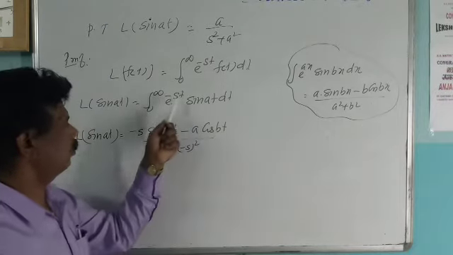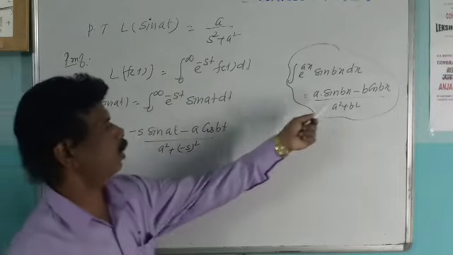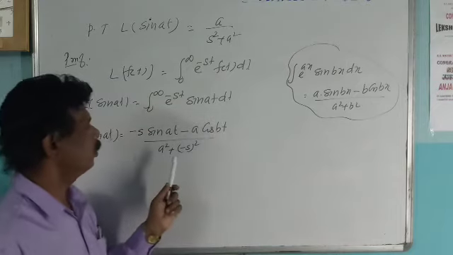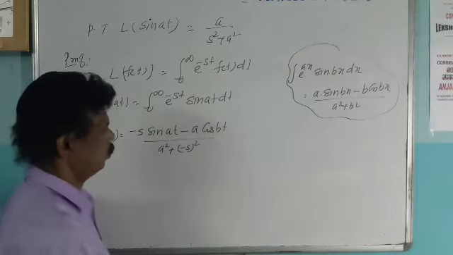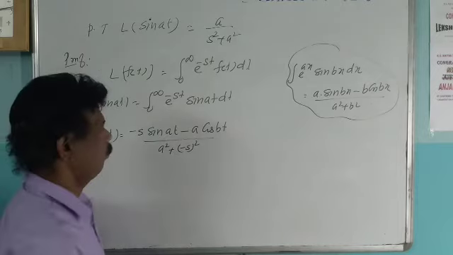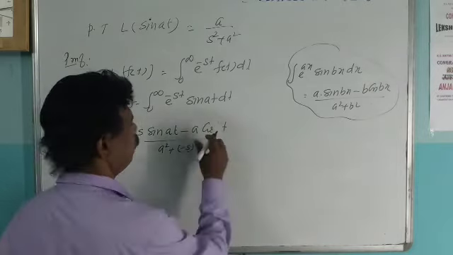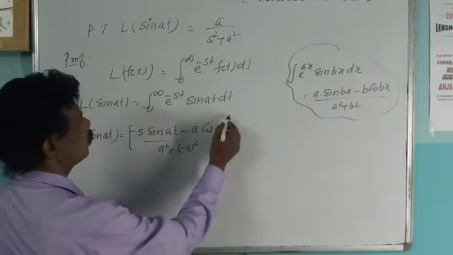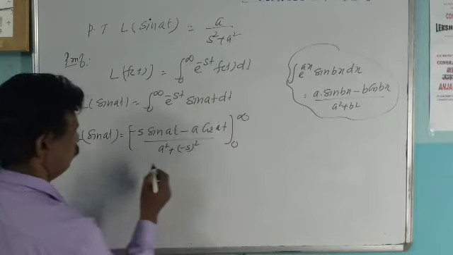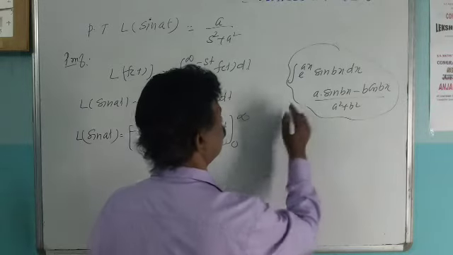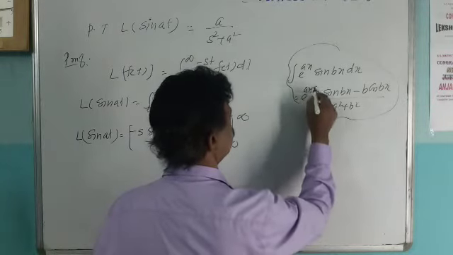So substitute that value. Instead of a, minus s; sin bx means sin at; minus b means a, cos bx means cos at, divided by a square plus s square. Apply the limit 0 to infinity, into e raised to minus st.